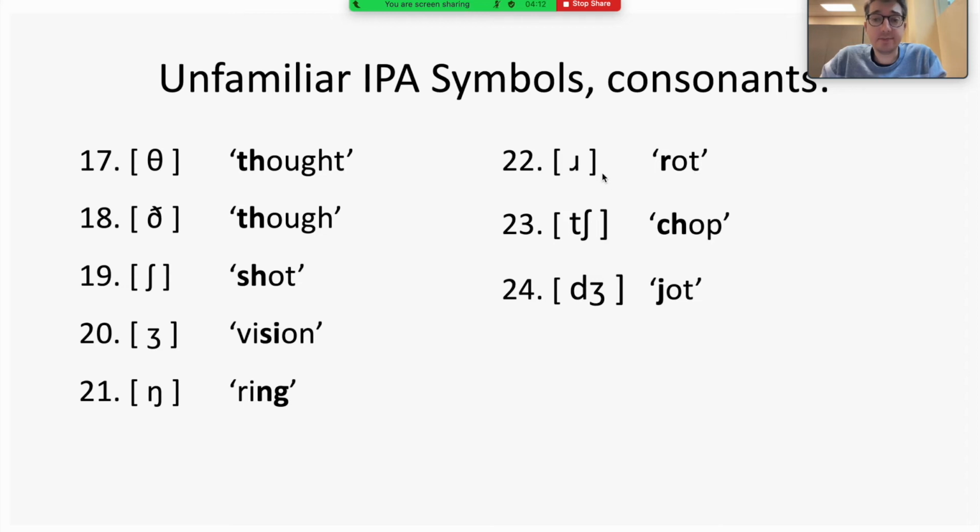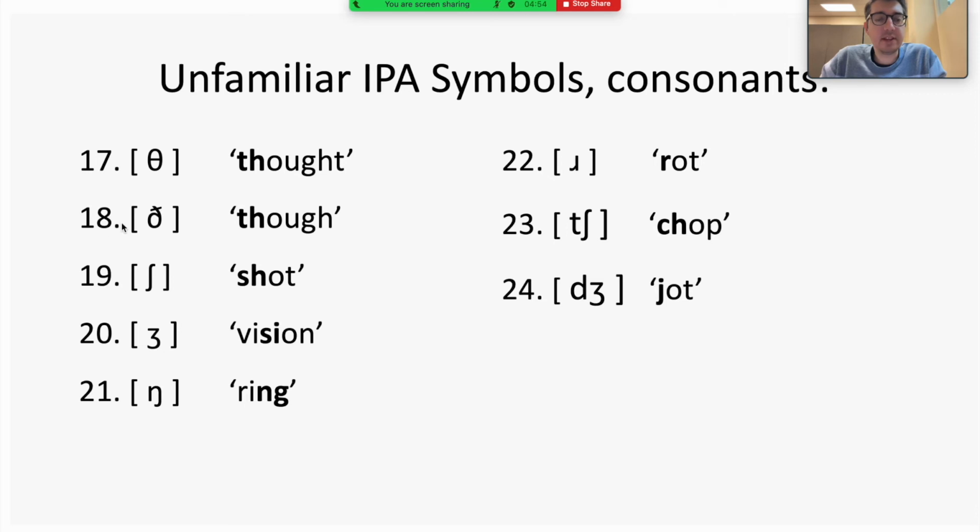Then there is the upside down r, and we read it as r, as in rot. Then there is ch, as in chop, and j, as in jot, right? These two consist of two sounds basically, t and sh at the same time. If you try to think about it, when you produce t and sh very fast, as if there were one sound, then you are getting to ch, as in chop, and d and zh, j, as in jot, right? So try and produce them like that.